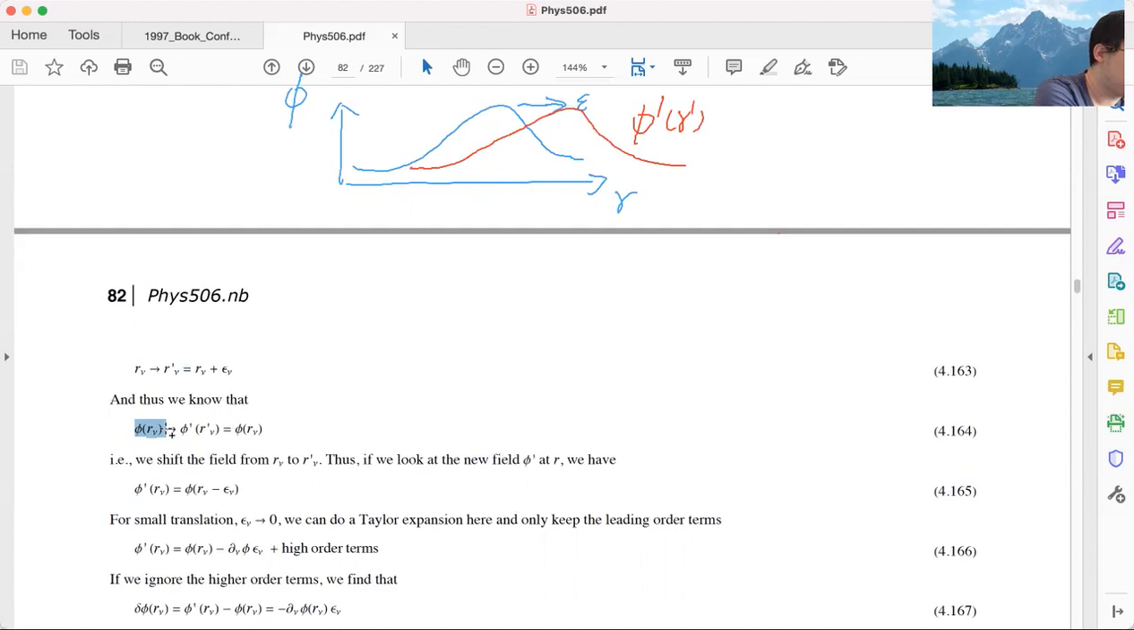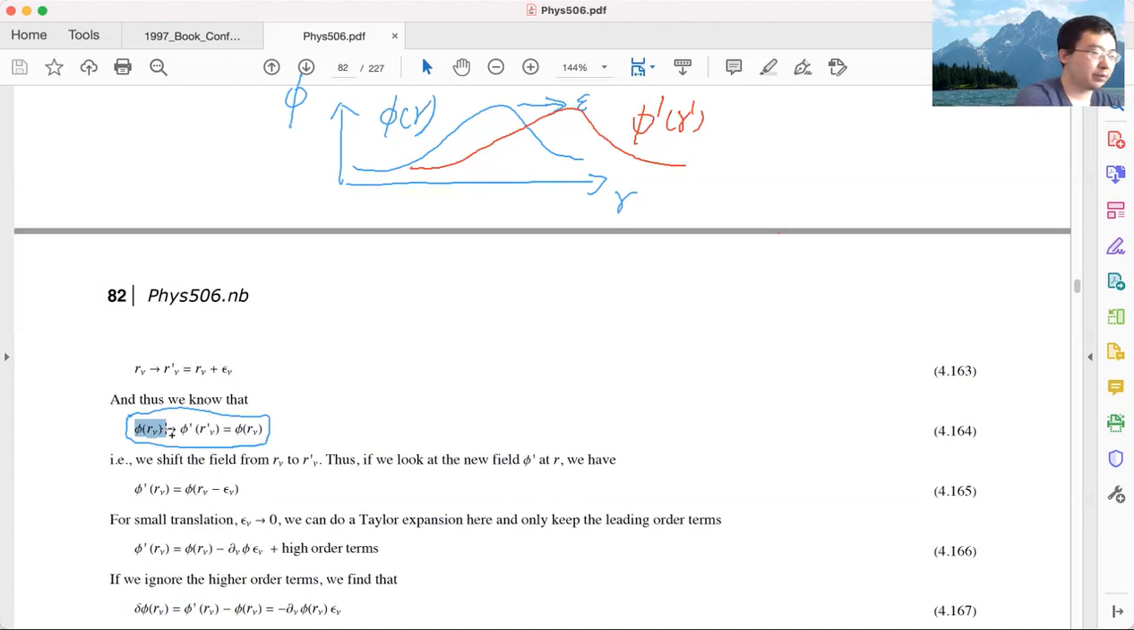And this is my phi r. Okay. So the blue one is my function before I do the translation. The red one is what I did after the translation. Okay. And obviously, we can prove immediately this relation.